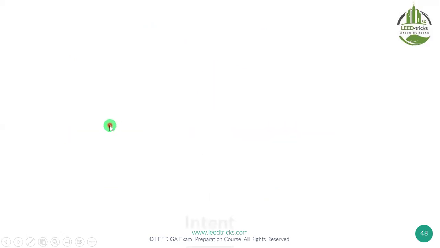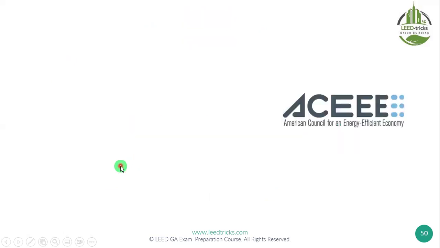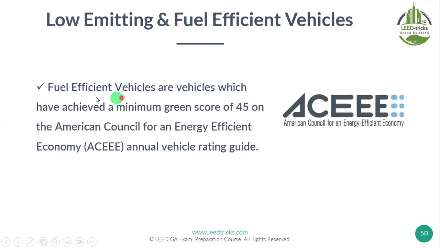Green vehicles. Reduce pollution by promoting alternatives to conventionally fueled mobile. What are the green vehicles? Green vehicles are, we call it, low emission or low emitting fuel efficient vehicles. So emissions are less, fuel use is less. And that makes sense. When the fuel use is less, emissions are less.